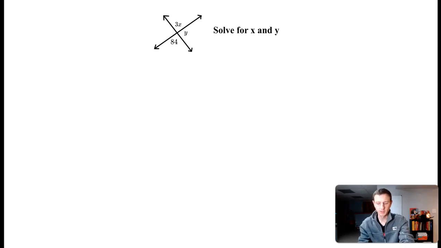Today we're going to look at this problem where we want to solve for x and y. We're not given a whole lot of information. The only thing we're really given is that we have these two lines that cross and pass. That's really the only thing we have, and then we have just two different variables. So we're going to solve for two different variables, and we're only given three pieces of information. We're given this, 3x, this is y, and this is 84.